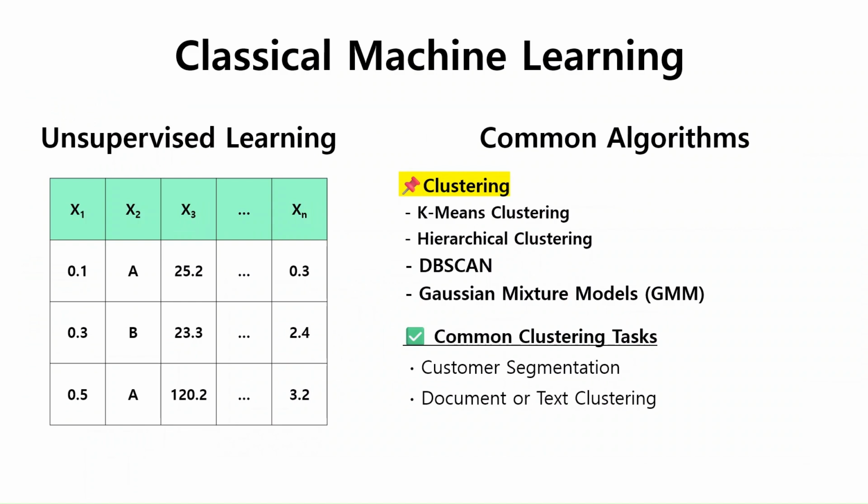So where is clustering used? Here are some real-world applications. Customer segmentation, grouping people based on their behavior or preferences. Document or text clustering, organizing similar articles or search results automatically. Clustering helps us discover structure in unlabeled data, making it incredibly useful for marketing, recommendations, and content organization.